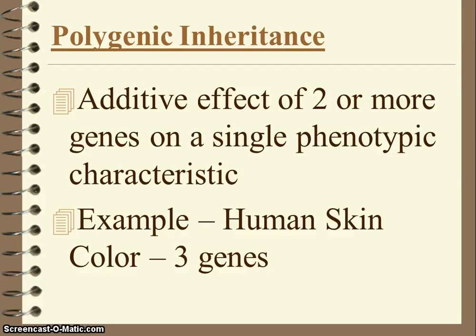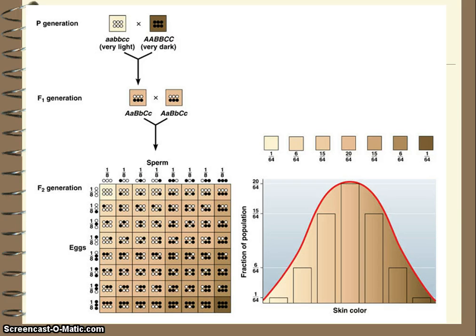Polygenic inheritance is an additive effect that occurs with 2 or more genes on a single phenotypic characteristic. And what we get is human skin color. There are about 3 genes that will add in for human skin color. And what you get is almost like a bell curve. And again, this would be that trihybrid problem that I told you about with 64 squares.